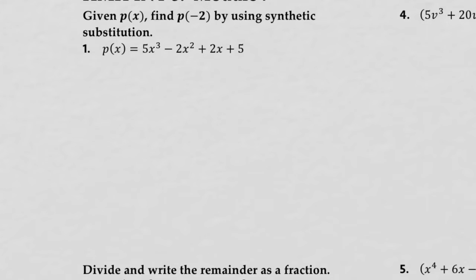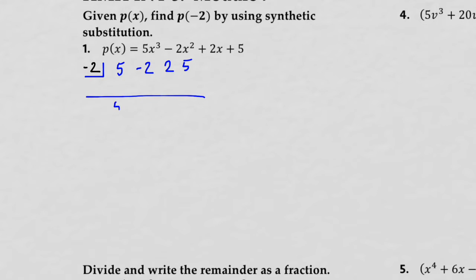I'm going to write in all the coefficients of my polynomial, which are 5 and negative 2 and 2 and 5. And I am substituting in negative 2. That's what they're asking us to substitute in. You do not change the sign. Notice that I put in negative 2 because this is substitution. They want us to plug in negative 2. Okay? If they had said divide by x minus 2, then I would put in a positive 2. That was where I would change the sign. But in this case, just leave it alone.